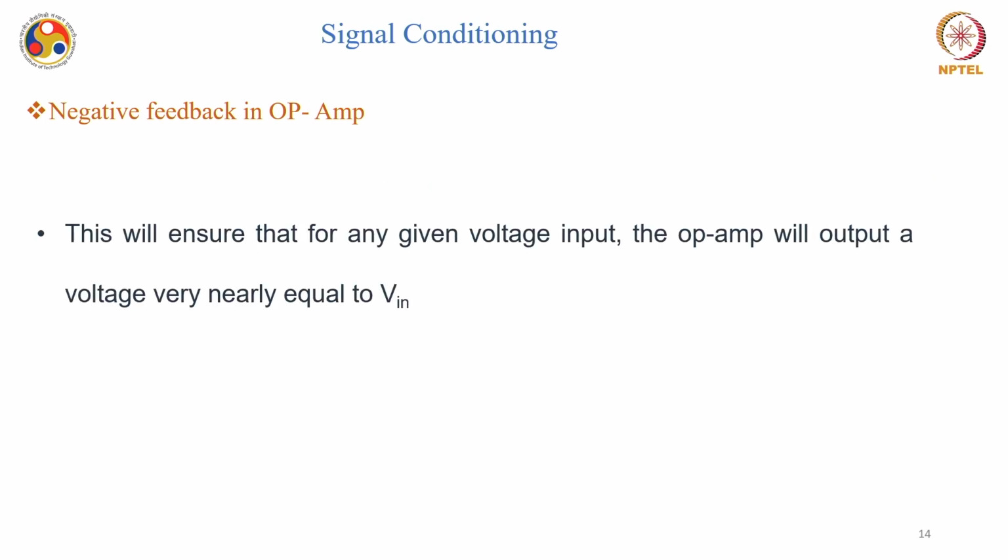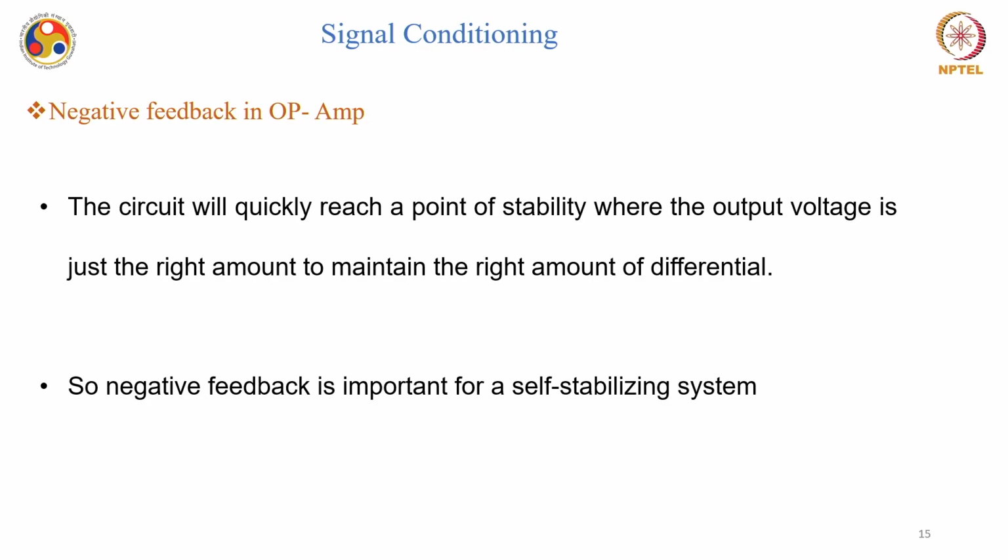So here in this negative feedback, if you see, output is decreasing. This will ensure that for any given voltage input, the op-amp will output a voltage very near equal to, or at least approaching, the input voltage or V in. Now the circuit in this case will quickly reach a point of stability where the output voltage is just the right amount to maintain the right amount of differential input.